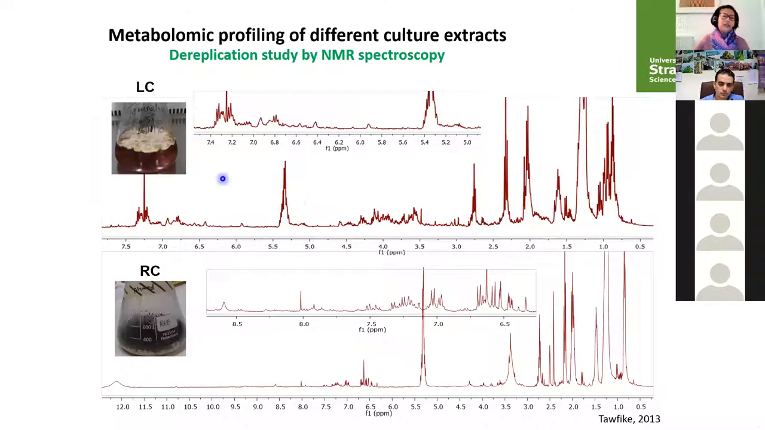So he first started with two types of culture, the liquid culture and the rice culture. And we could see that the NMR spectra were already quite different between the two. So our question is, which is the more important culture? Is it the rice culture or the liquid culture?